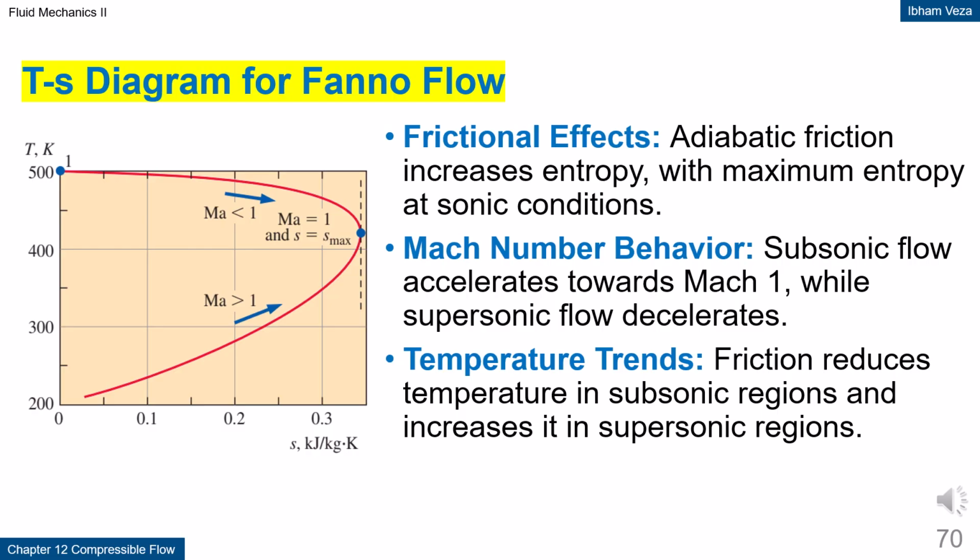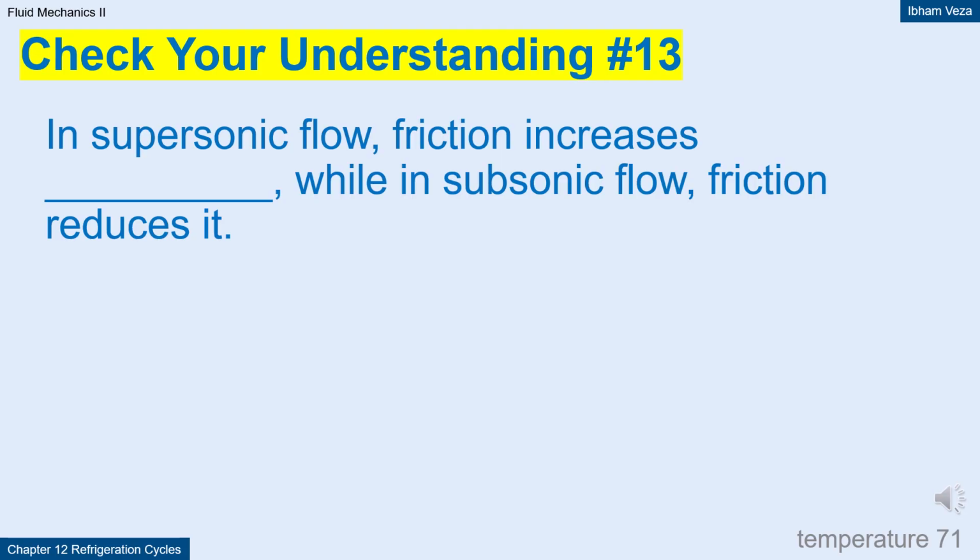For subsonic flow, friction accelerates the flow toward Mach 1. For supersonic flow, friction instead decelerates the flow toward Mach 1. Temperature decreases in subsonic flow and increases in supersonic flow due to friction. This diagram provides a very clear visual picture of Fanno flow behavior. In supersonic flow, friction increases temperature, while in subsonic flow, friction reduces it.